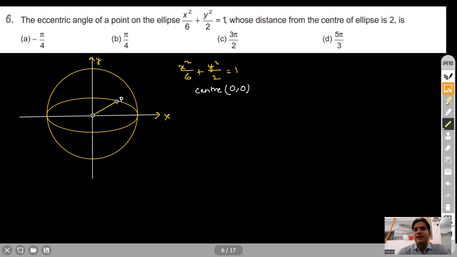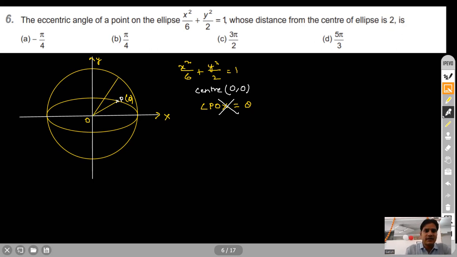Now, many students make a mistake and they say that the eccentric angle of this point, suppose I'm taking it as theta, okay. So this will be our theta, the angle made between this OP, this I'm writing as angle POX. Many students assume this to be theta, but it is wrong. This is not the eccentric angle of the point. Basically, what we will do, we will extend this point P, and wherever it meets the auxiliary circle, that angle will be called theta.